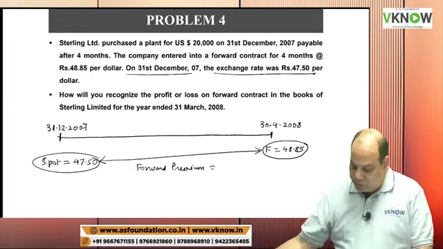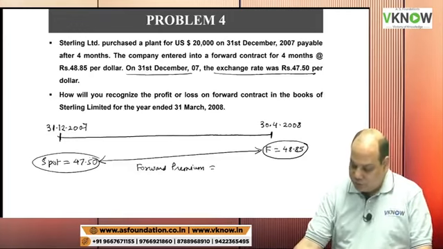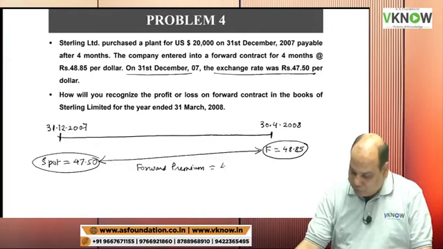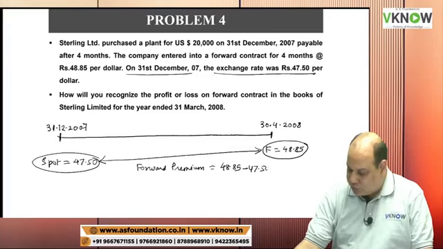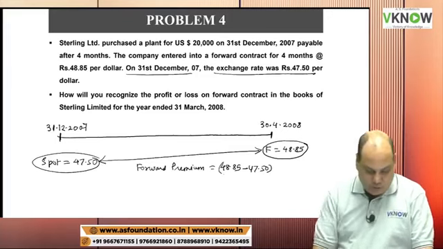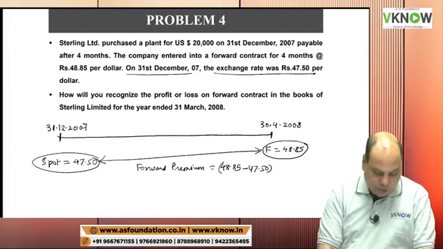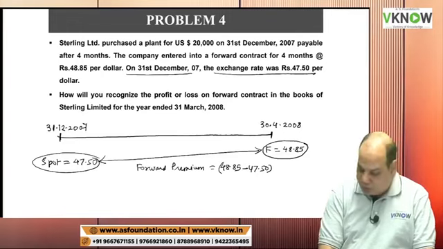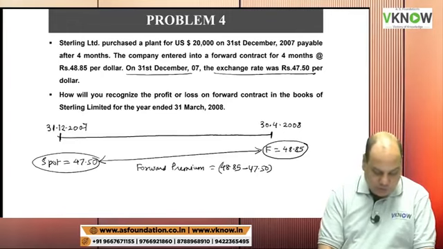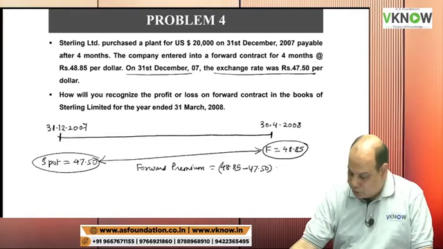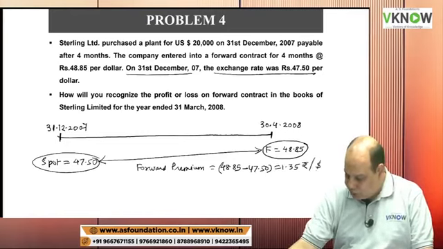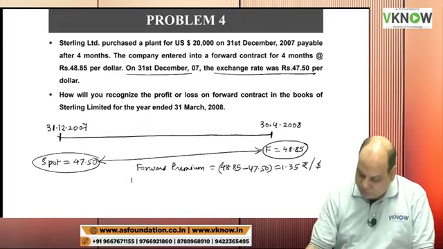Right. So how much is the premium you are willing to pay to enter into a forward contract? The premium per dollar we are willing to pay is 48.85 minus 47.50. I have to pay 48.85. Today the rate is 47.50. So I am willing to pay 1.35 rupees per dollar as premium.